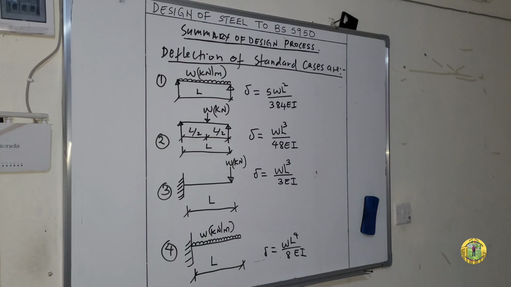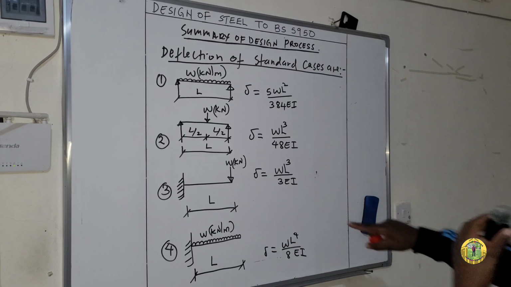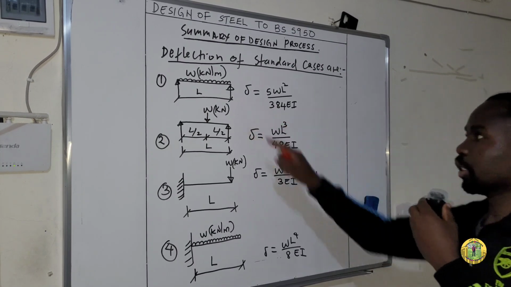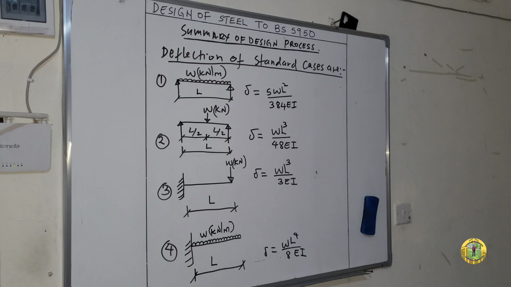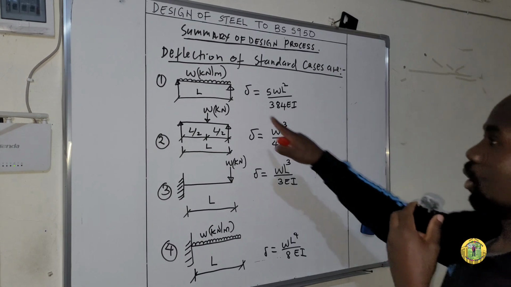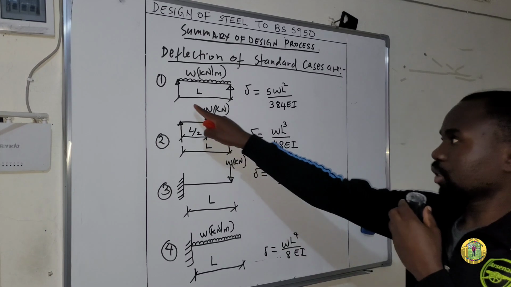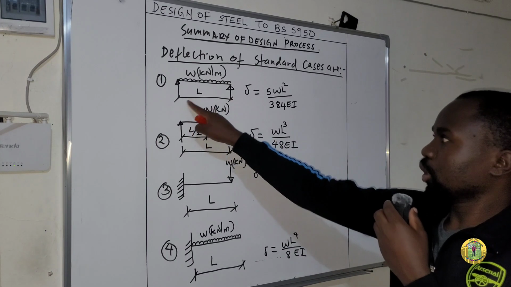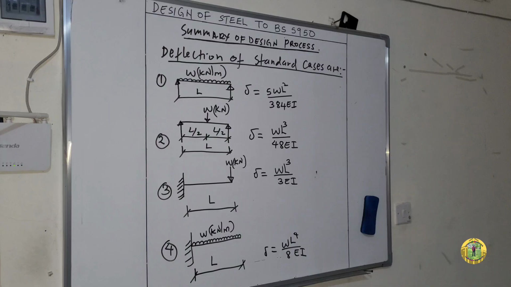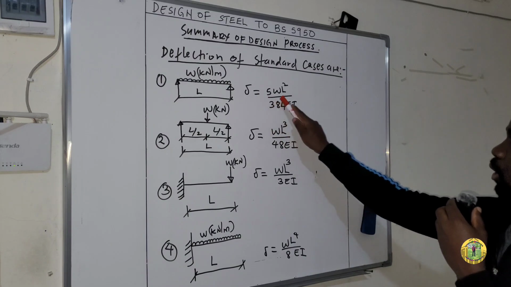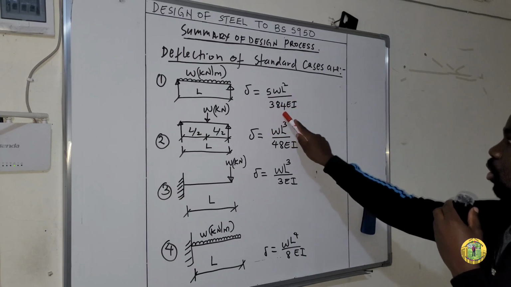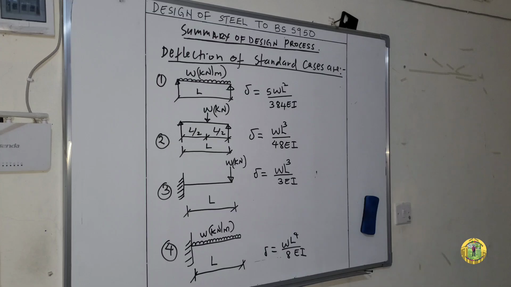So, deflection formulas of standard cases. Number one is a simply supported beam with a UDL. This is W in kilonewton per meter, and this is the distance between the two supports, which is L. So the formula is 5WL squared over 384 EI.